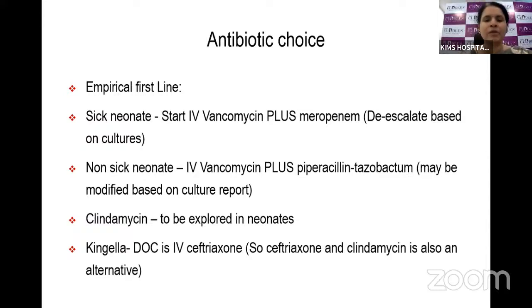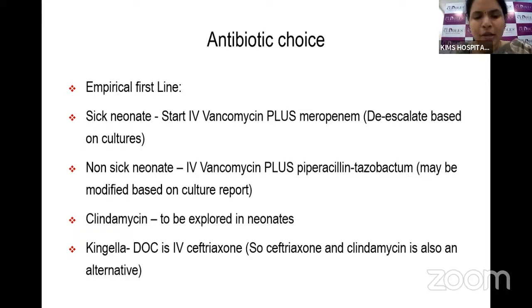So that would be IV vancomycin plus meropenem, which would cover the resistant gram-negative isolates as well, because we know that in India, 60% of septic arthritis is going to be due to gram-negative bacteria. Only 40% would be secondary to Staphylococcus aureus. So in a sick neonate with septic arthritis, it is important to cover methicillin-resistant Staphylococcus aureus as well as resistant gram-negative bacilli, and hence the combination preferred would be IV vancomycin and meropenem.